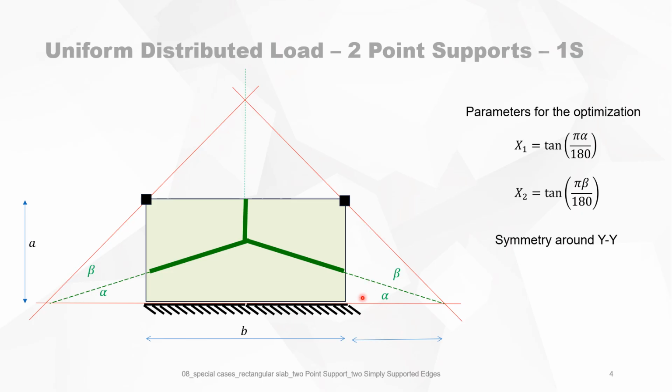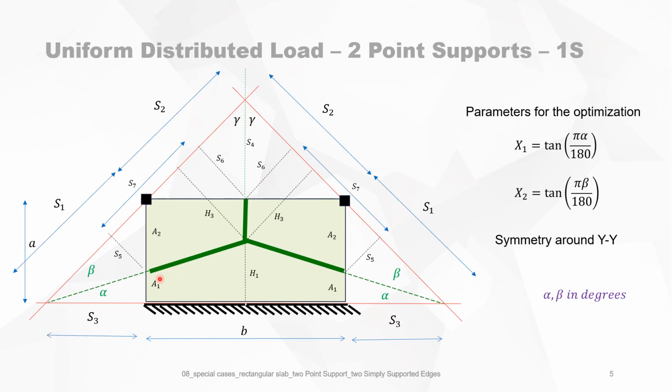And this, we call x1, which is the tangent of alpha, and x2, the tangent of beta. We will use alpha and beta in degrees and not in radians. We need some geometric quantities because we have to calculate the work done by internal and external forces, so we'll need some parameters to put in. This is the parameter that I've chosen. We will go through it one by one.